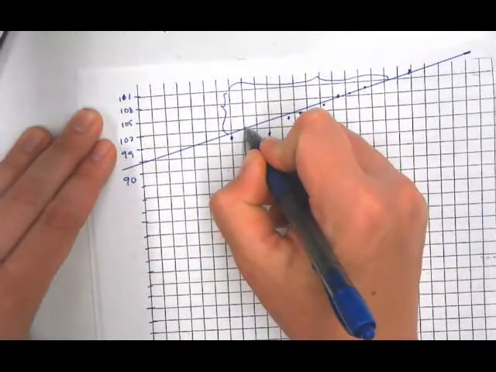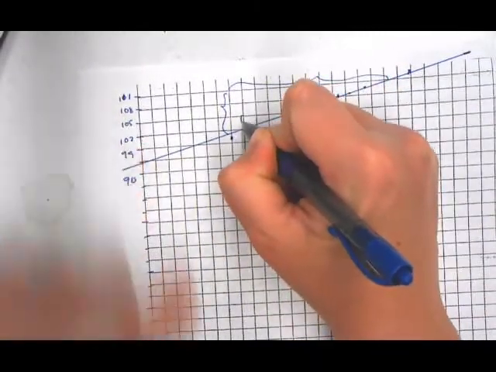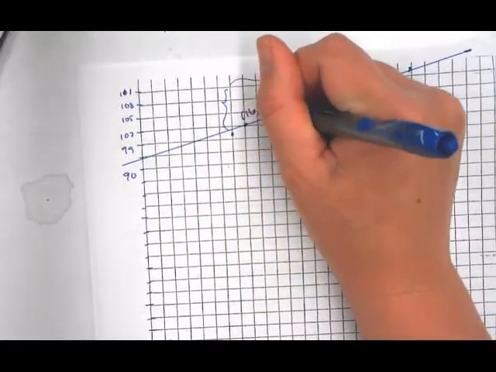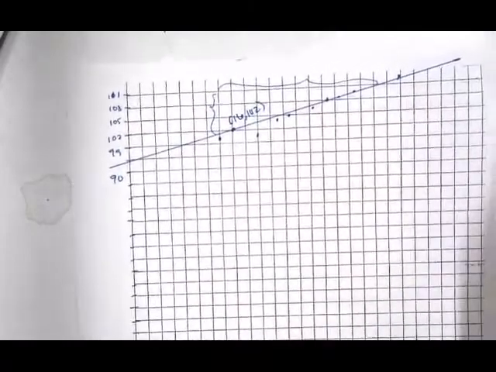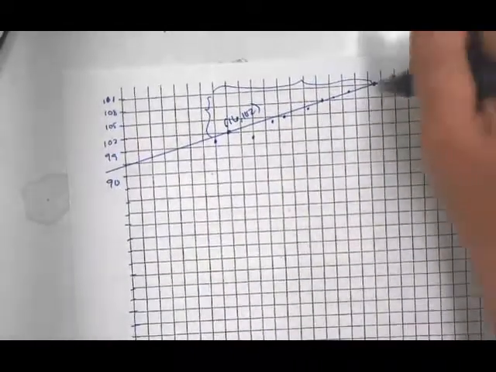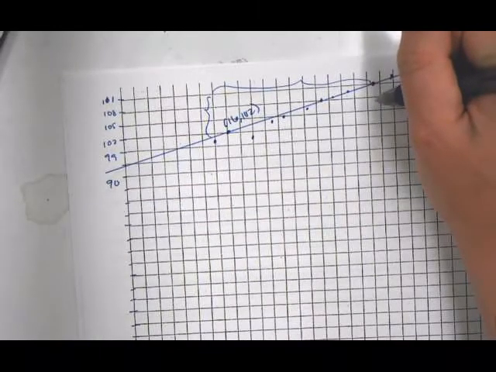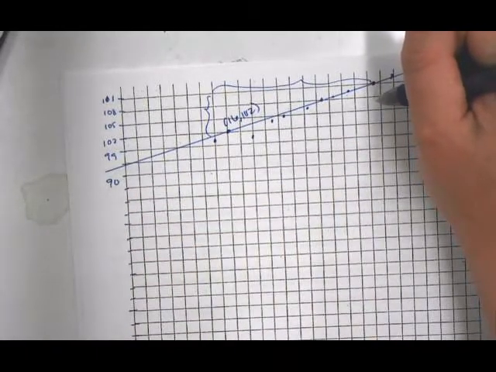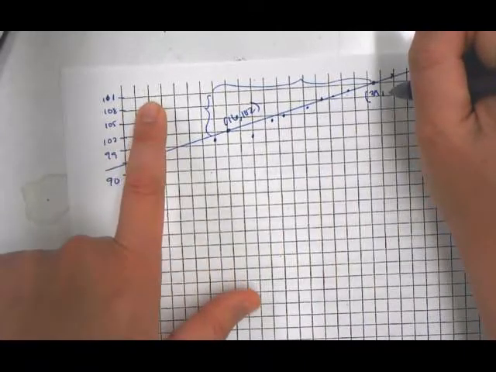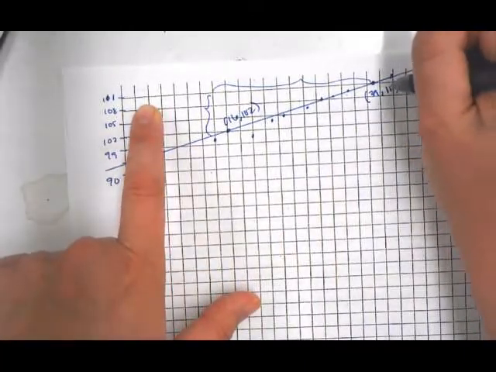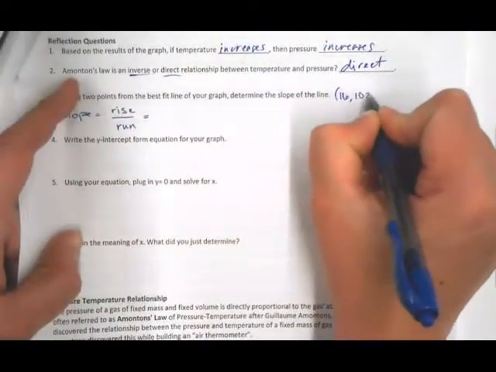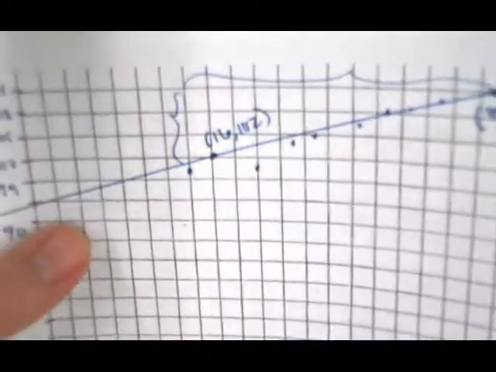So I'm going to pick this one because it's like right on the line. So this is 16, 102, and I'm going to pick, I guess this one. And this one is at, let me follow it down, 39, 111. Okay, so those are the 2 points I'm going to use. I'm going to copy them over here. I've got 16, 102, and 39, 111.